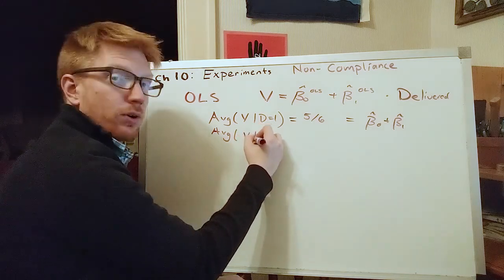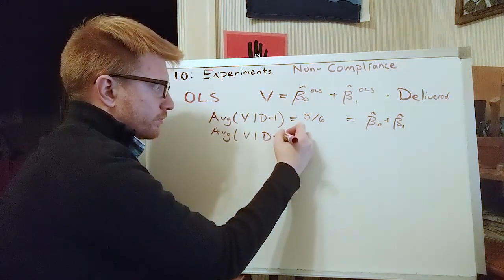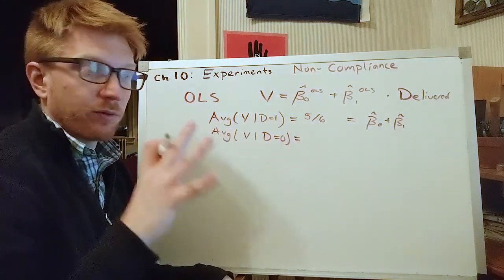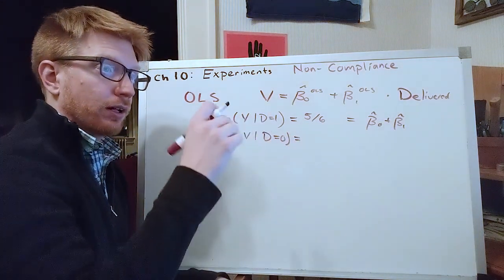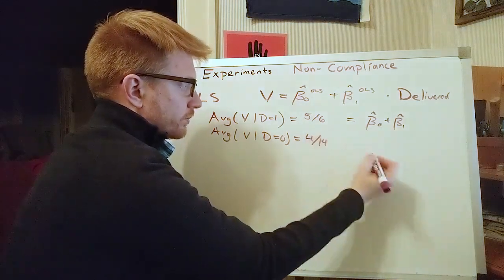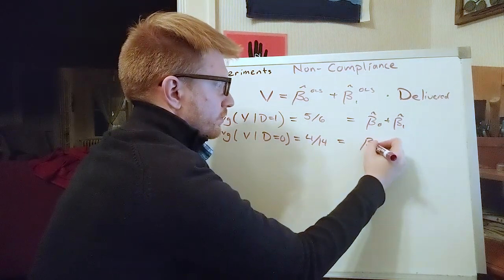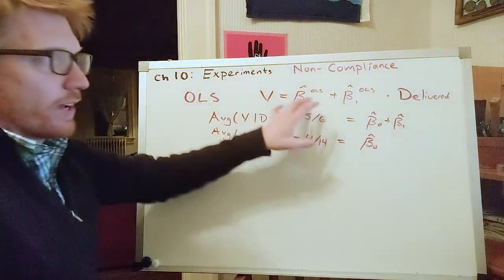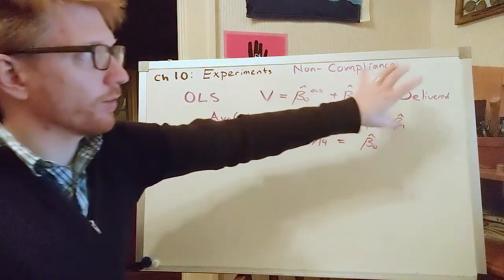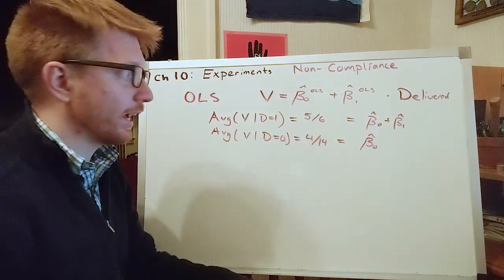The average when there was no conversation, there were 14 of those. 4 of them actually voted. This is beta 0. It's your intercept. It's your value for voted, or expected value for voted, when the delivery and the conversation does not happen.